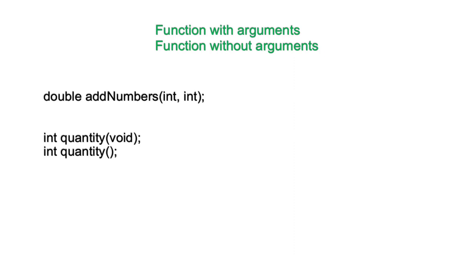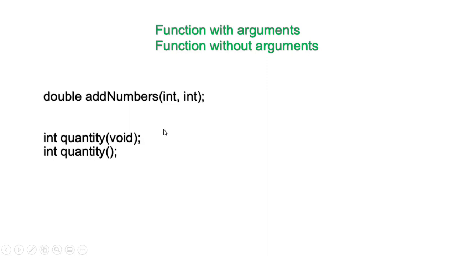There are different ways we define a function because some functions have arguments while some don't have any argument at all. For example, a function can be defined and specified with some parameters that it's expected to take. The first line here is a function with the name add numbers and it's of data type double. It is expected to take int and another int as parameters. This is a function that is designed to take some parameters.